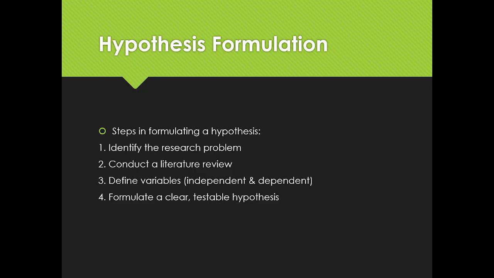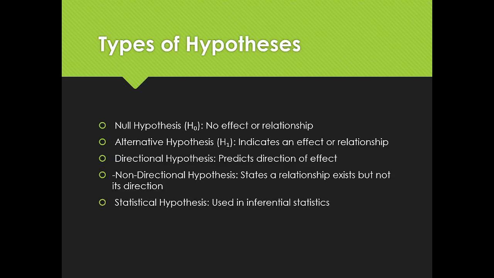Define your variables, whether independent variable or dependent variable. In the video about the variable, I explained what dependent variable and independent variable mean. Number 4, formulate a clear and testable hypothesis. Let's look at how we can create a clear and testable hypothesis. Before we go there, let's look at the types of hypotheses that we have.